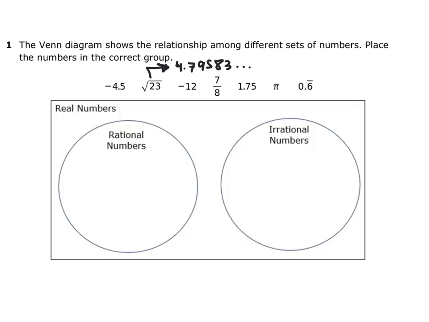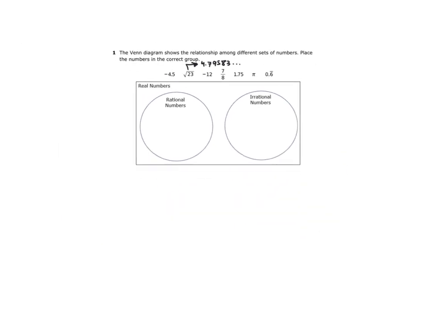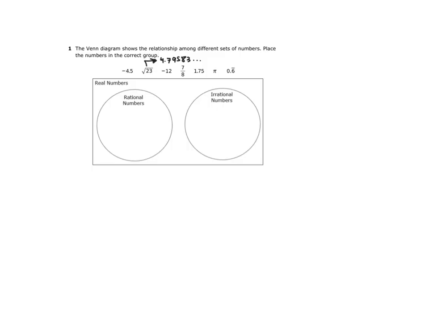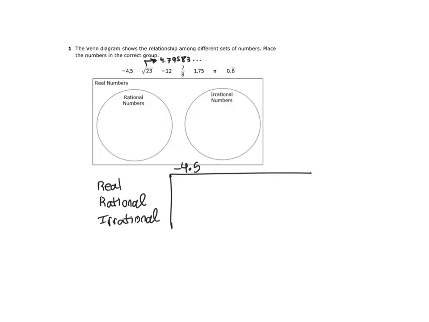Let's get started. So I'm going to make some space down here underneath my diagram. The three sets that I'm thinking about are real numbers, rational numbers, and irrational numbers. And let's do negative 4.5 first. So is this a real number? Yes, it's a real number, right? If you can put it on a number line, then it's a real number.